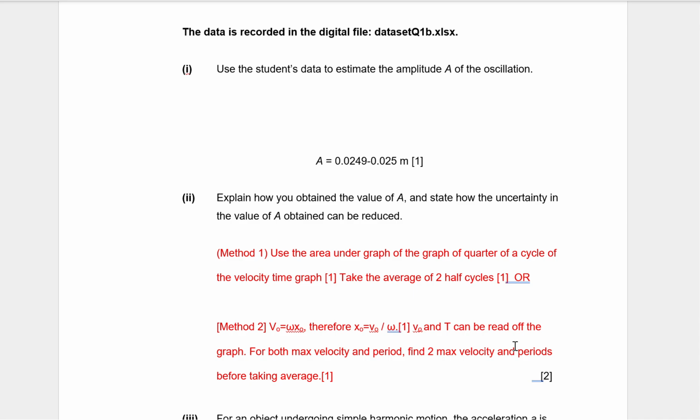Explain how to obtain the value of A. There are a couple of ways, as we have already determined in front. How we determine the value of A is the area under the graph of a quarter cycle of the velocity time graph, as we discussed earlier. Then how can uncertainty be reduced? We can take the average of 2 half cycles. You realize that I didn't take the average of 2 half cycles here, because for 1 mark, this is quite a lot of effort already. You have to calculate the area under the graph, then cumulatively sum them, and then over the correct range, a quarter cycle. So it's a lot of work already.